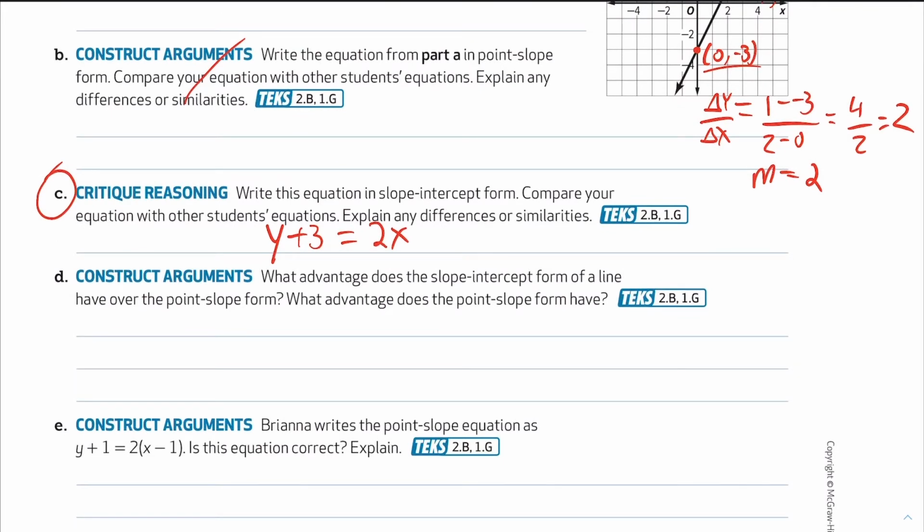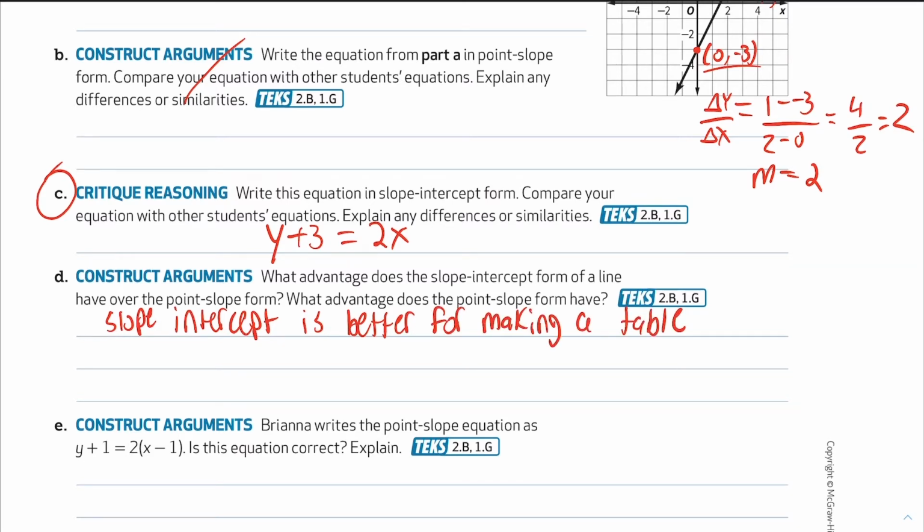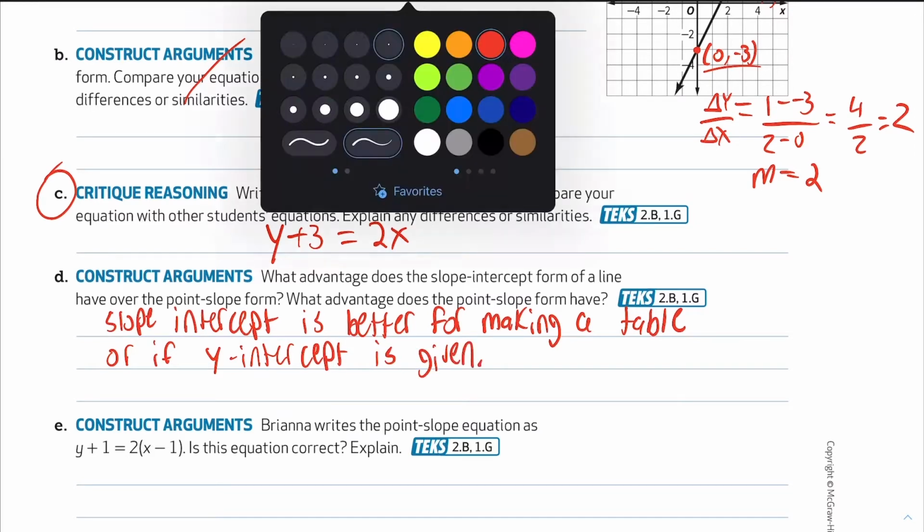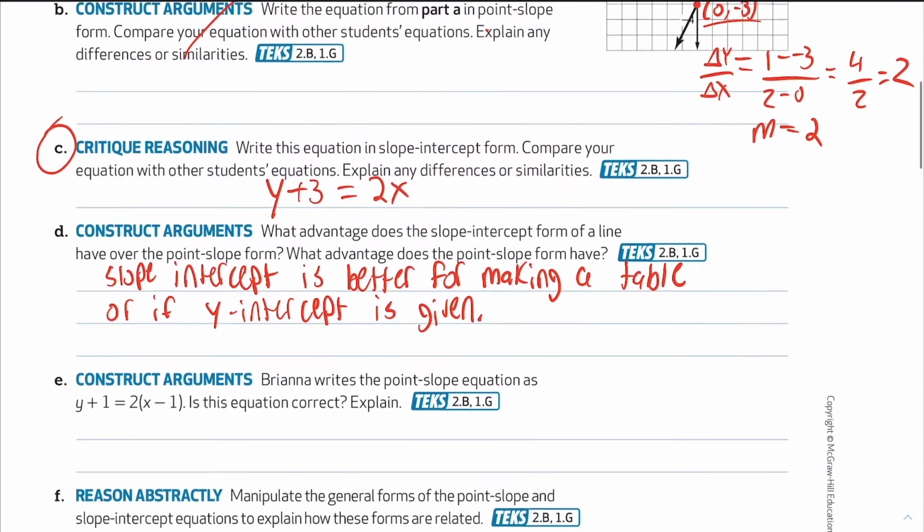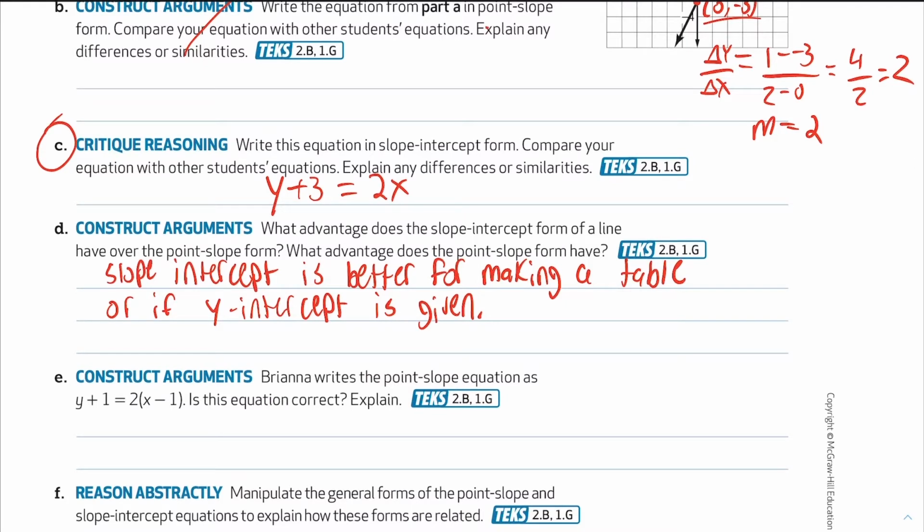What advantage does slope-intercept have over point-slope form? Slope-intercept is better for making a table, or if the y-intercept is shown. Point slope form is better if you don't have the y-intercept.